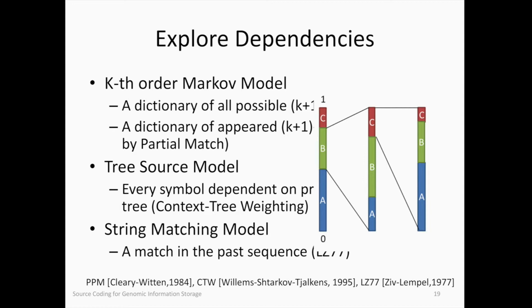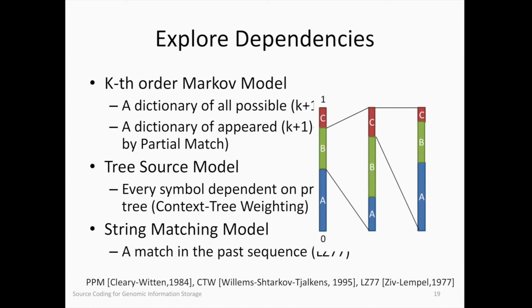And on the other hand, you could use some other techniques to shrink the size of the table. For example, you could use a dictionary that contains only the appeared k+1 strings. And this is the technique that is used in prediction by partial match. Another example of a model for generating the sequence is the tree source model. Basically, every symbol in the sequence is dependent on a prefix of variable length. And this prefix can be found as a leaf in a given tree. This is a model that is used in context tree weighting.